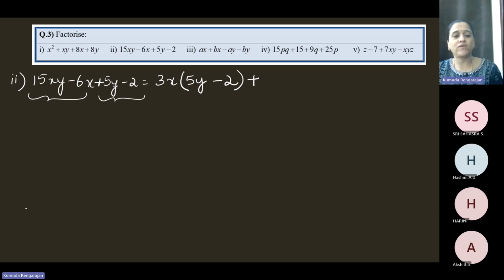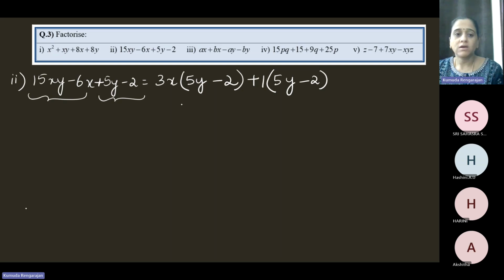Now, what is the HCF of the third term and the fourth term? If nothing is common, what's common? 1. 1 is the HCF. Open bracket. 1 into what will give you the third term, 5y? 5y. Then 1 into what will give you the fourth term, minus 2? This is plus 1. Plus 1 into minus 2.